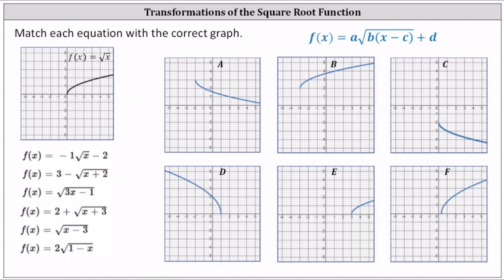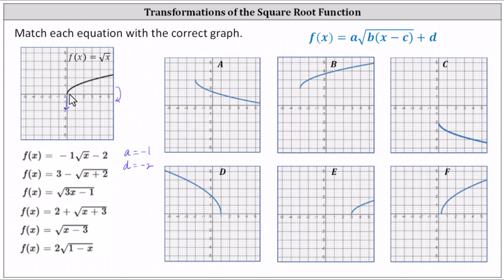Let's start with the first function, f of x equals negative 1 times the square root of x, minus 2. Notice we have a equals negative 1 and d equals negative 2. A equals negative 1 indicates a vertical reflection, and d equals negative 2 indicates a shift down 2 units. So if we can visualize reflecting the basic square root function vertically and then shifting it down 2 units, we should be able to recognize the correct graph.